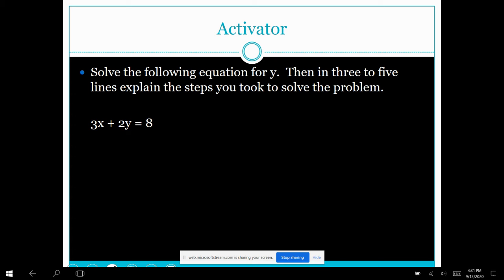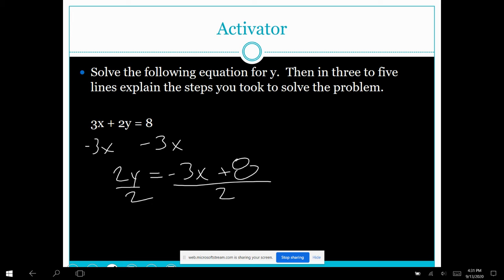So here, if we're going to solve for y, the first thing we're going to do is subtract 3x from both sides. That leaves us with 2y equals negative 3x plus 8. Divide both sides by 2, remembering to divide both pieces in the sum by 2. And we're left with y equals negative 3 halves x plus 4. That's how you get an equation from standard form to slope-intercept form.